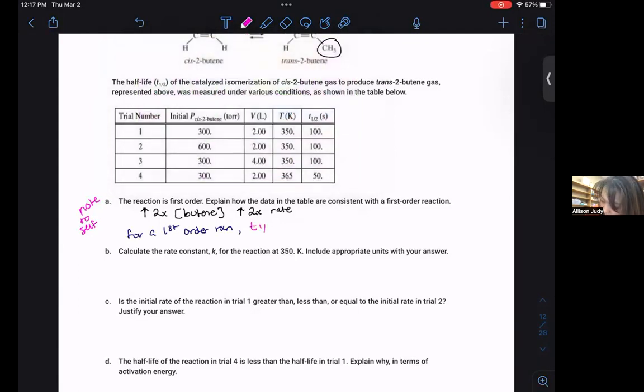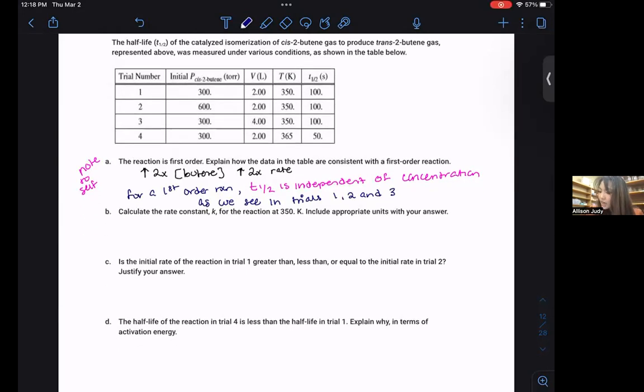Half-life is independent of concentration, as we see in trials 1, 2, and 3. It remains unchanging. The half-life remains unchanging between trials 1, 2, and 3.